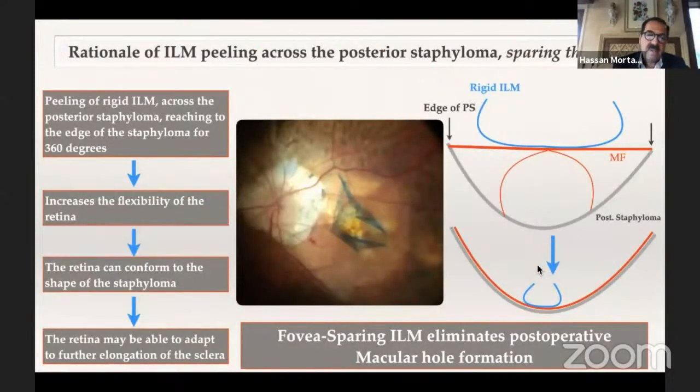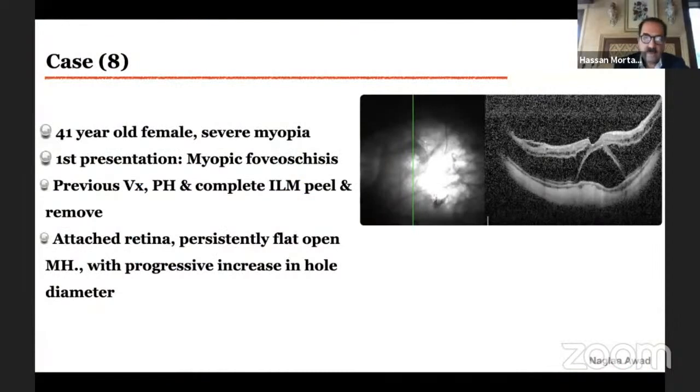So to summarize the surgical technique in myopic foveoschisis, the rigid ILM is peeled across the posterior staphyloma, reaching to the edge of the staphyloma for 360 degrees. It is difficult to peel across the edge of the staphyloma. This increases the flexibility of the retina. The retina can conform to the shape of the staphyloma, and the retina may be able to adapt to further elongation of the sclera. So fovea-sparing ILM peeling eliminates the post-operative risk of macular hole formation.